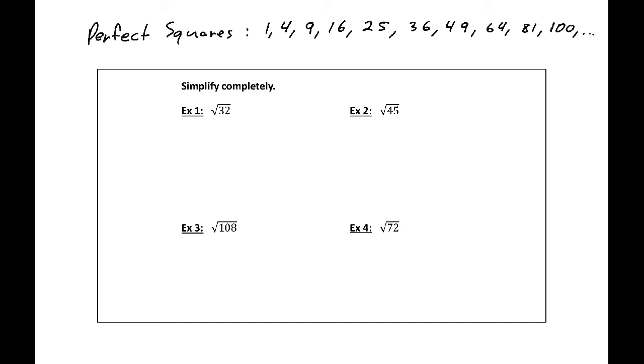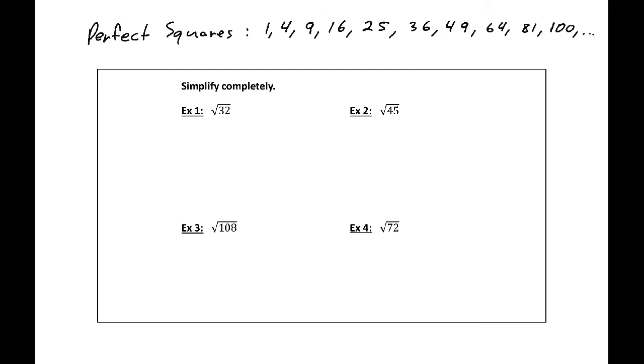Now we want to look for the largest perfect square that divides into our radicand, what's underneath our square root. The largest number from our perfect squares list that is a factor of, in this case, 32. Well, the largest one is important. So do not just settle for 4 when 36 works, or however that works.